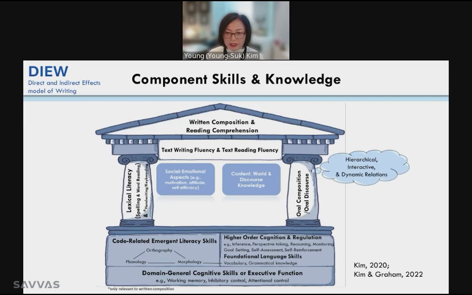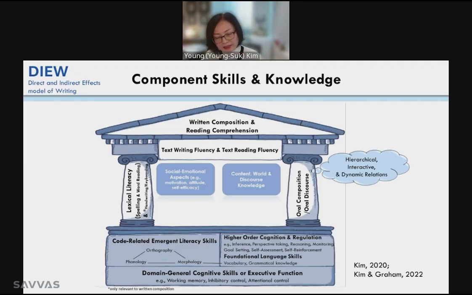Now the two pillars that support the beam and the roof, let's look at the first pillar, lexical literacy. Lexical means word size. So word size reading and writing skills. They are word reading and spelling. And they're in the pillar there because they are necessary for text writing, text reading, and written composition and reading comprehension. Okay, so that's the lexical literacy pillar.